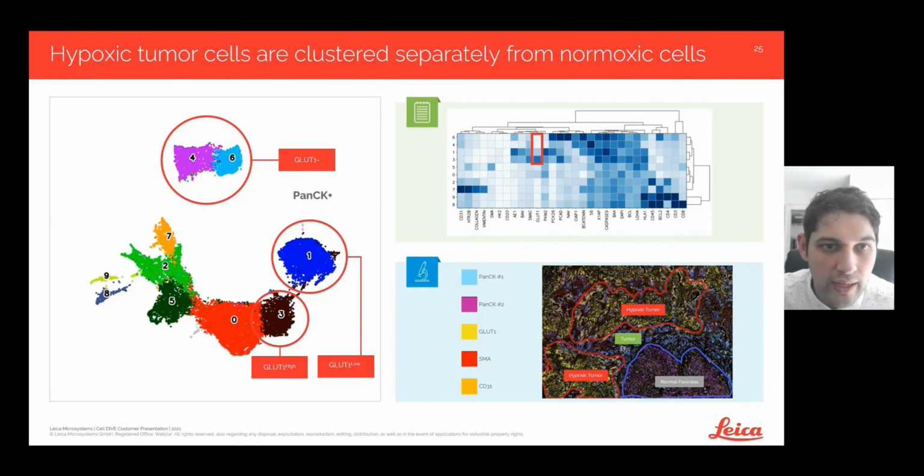So this would be your normoxic tumor. And this would be your hypoxic tumor. And the difference between them is the change in GLUT1 expression. Normoxic tumor cells will have a lower GLUT1 expression. And the number of clusters can be used to divide and further define the populations.